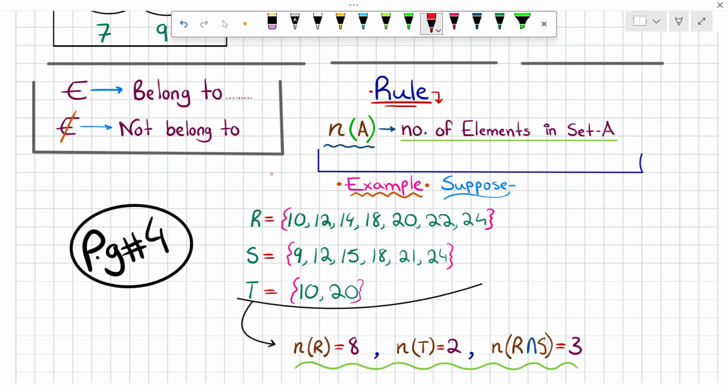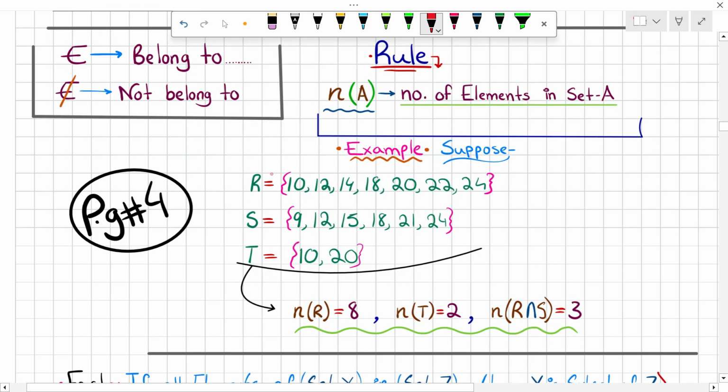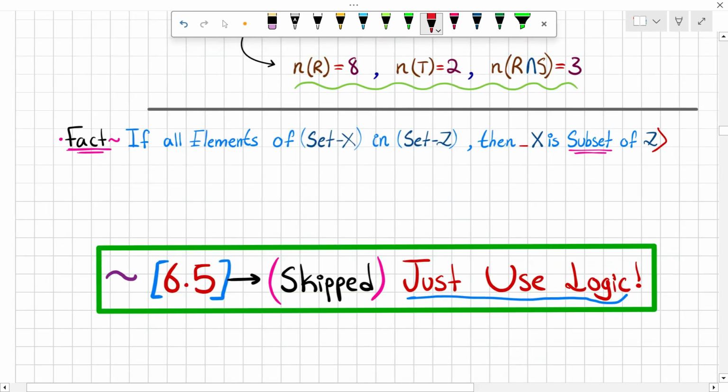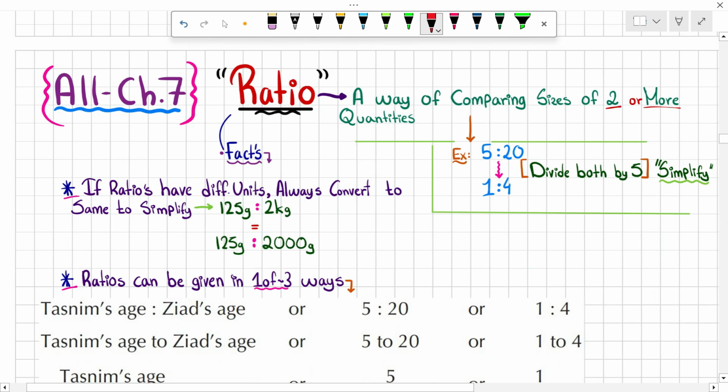For example, R is 10, 12, 14, 18, 20, 22, 24. S is 9, 12, 15, 18, 21, 24. T is 10, 20. So number of elements in R is 8: 1, 2, 3, 4, 5, 6, 7, 8. Number of elements in T is 2, and so on and so forth. A fact to consider here is that if all elements of set X are in set Z, then X is a subset of Z. This means X belongs to Z.